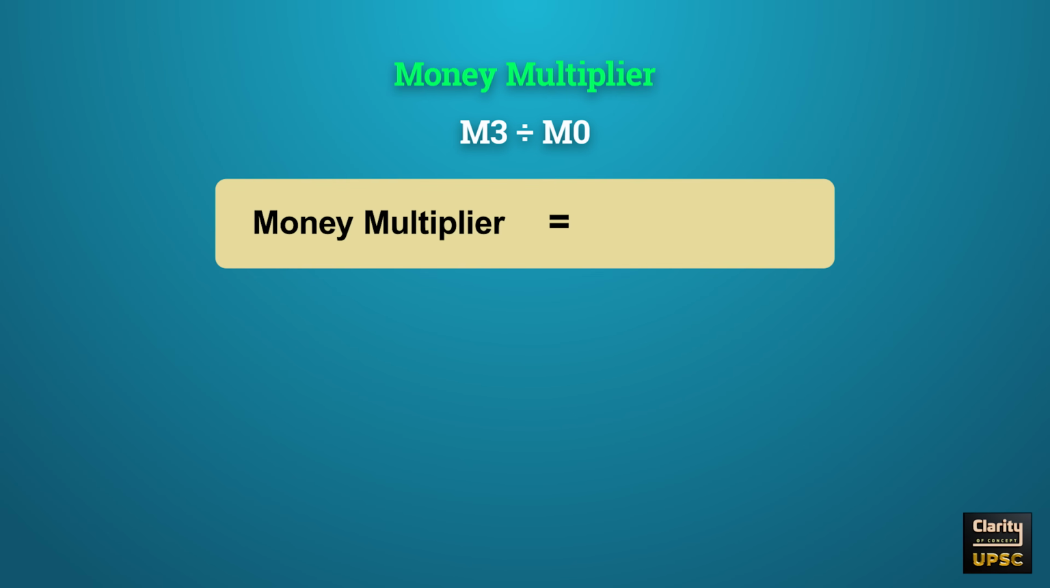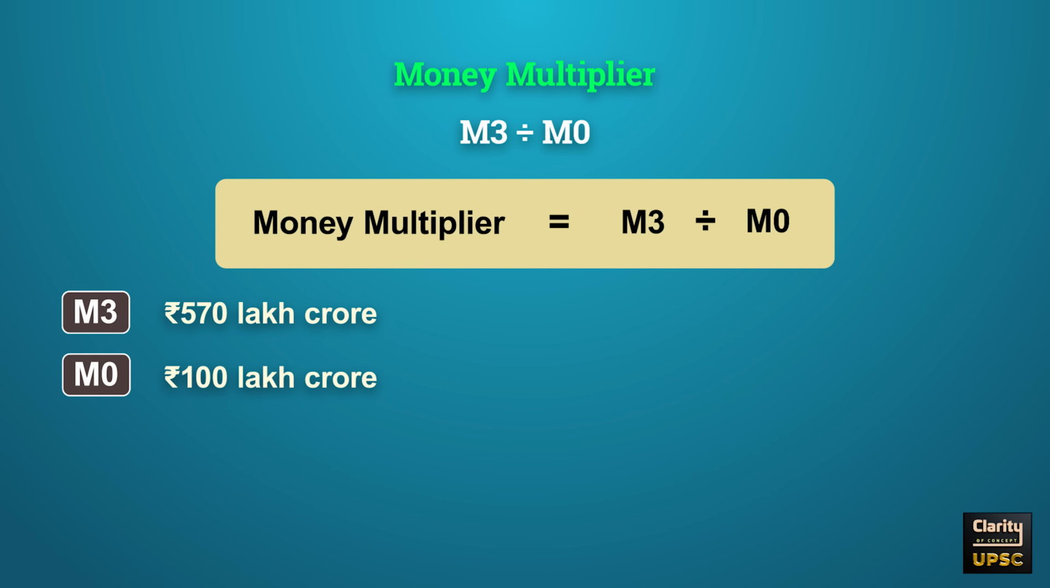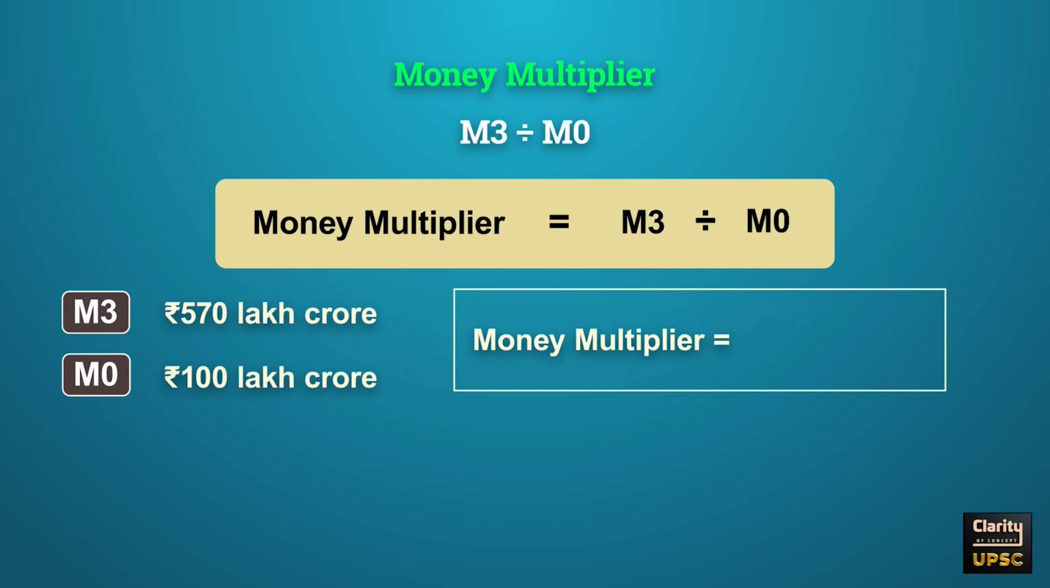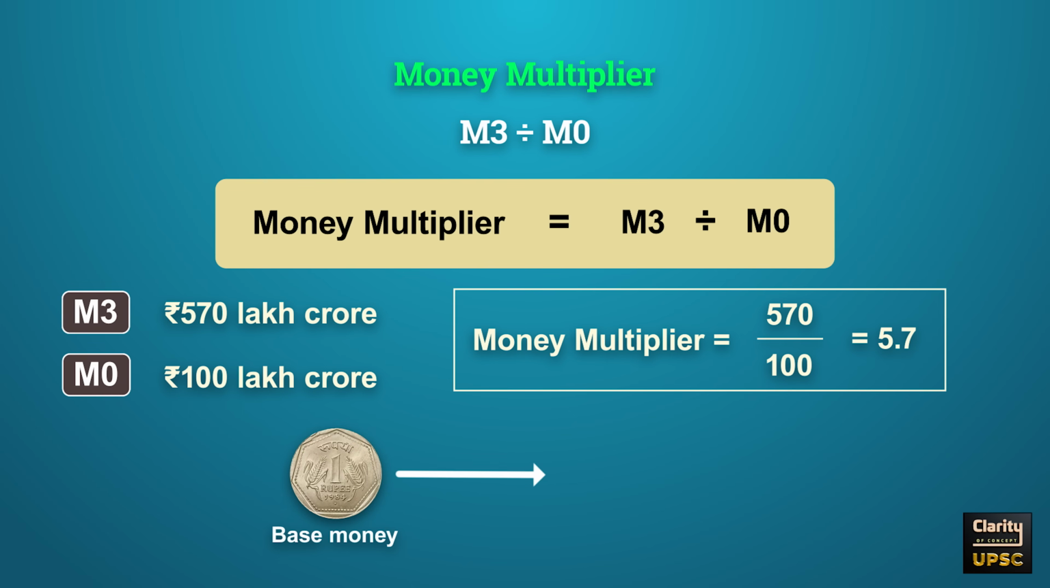Let us see how the money multiplier is actually calculated. It is a simple ratio. We take M3 and divide it by M0. So the formula is money multiplier is equal to M3 divided by M0. For example, if M3 is 570 lakh crore rupees and M0 is 100 lakh crore, then money multiplier is equal to 570 by 100 is equal to 5.7. This tells us that every 1 rupee of base money has created 5.7 rupees of total money in the economy.